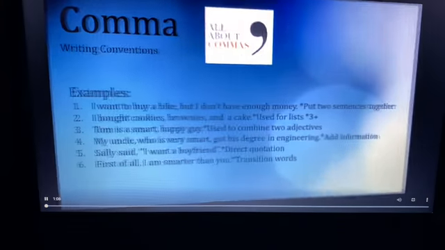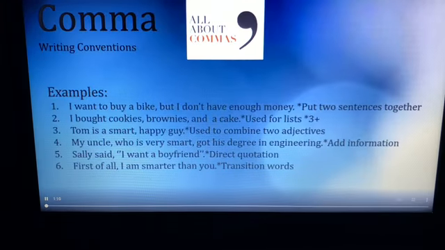Now, for example, to put 2 sentences together, it would be like, I want to buy a bike, comma, but I don't have enough money. So instead of being 2 sentences, I want to buy a bike, period, but I don't have enough money, the comma is used to merge those 2 into one.